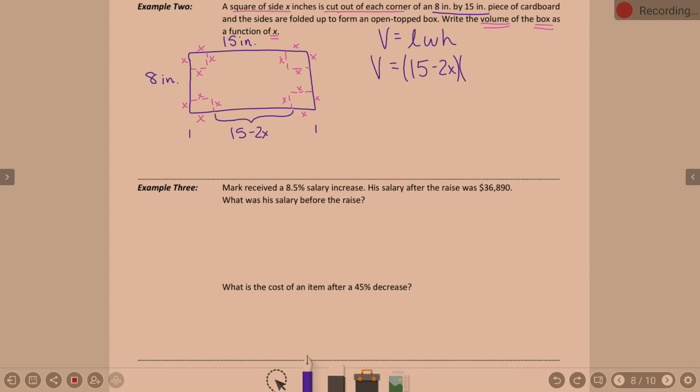Okay? So, you know where I'm going next. What about the width of the box? From here to here was 8, but we're just looking at that piece right there, which was 8. Take away the two corners, so 8 minus 2x.